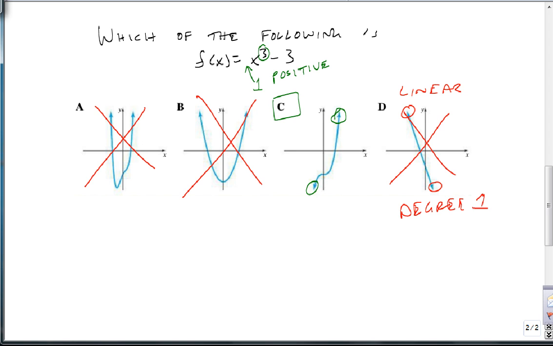So using this information, we can figure out the basic shape of the graph if all we know is the power.